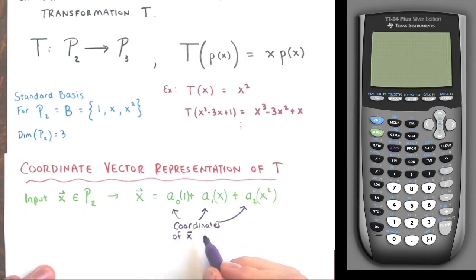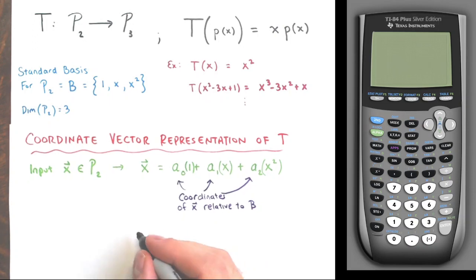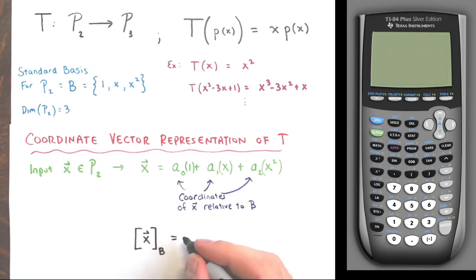Coordinates of x relative to basis B. All right, so instead of plugging this in, what we're going to do is represent the input by its coordinate vector. The coordinate vector of x relative to basis B looks like a vector from R3.